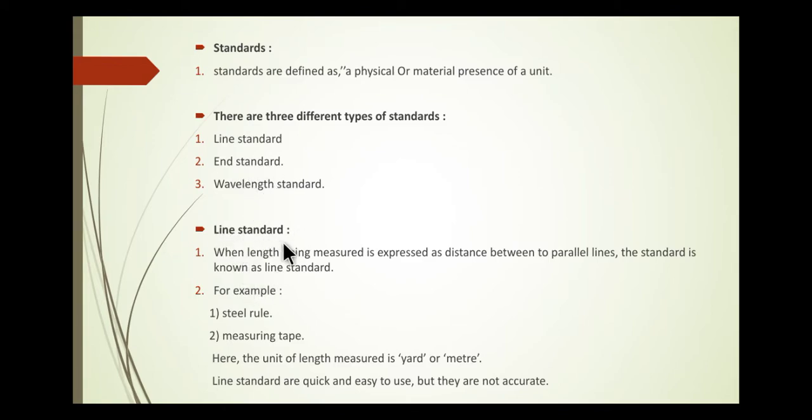So, what is line standard? When the length being measured is expressed as a distance between two parallel lines, the standard is known as a line standard. For example, steel rule, measuring tape, etc. Here the unit of length is measured in yards or meters. Line standards are quick and easy to use, but they are not accurate.